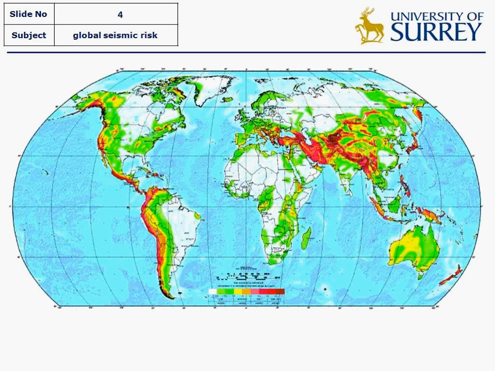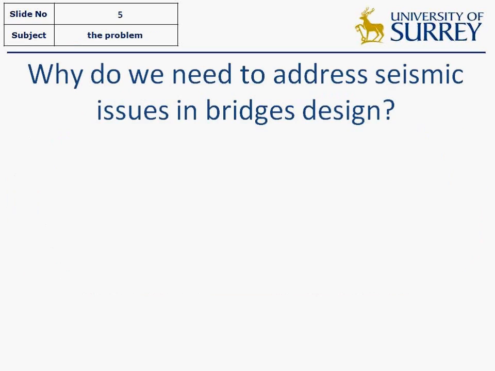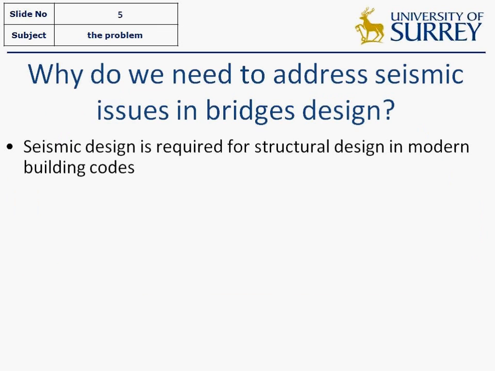So this is a global seismic risk. With the red color, you can see the areas that do experience large seismic actions. You can see here that it's on the west side of America, in the Arab countries, Southern Europe mostly, and in Southeast Asia.